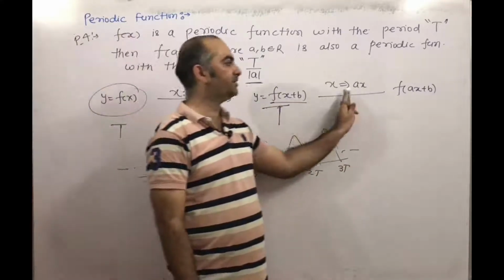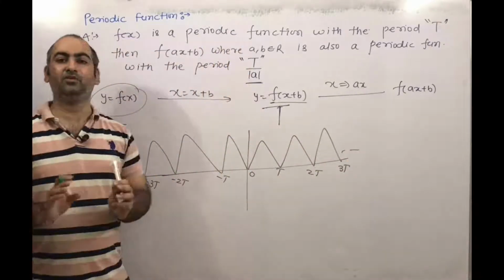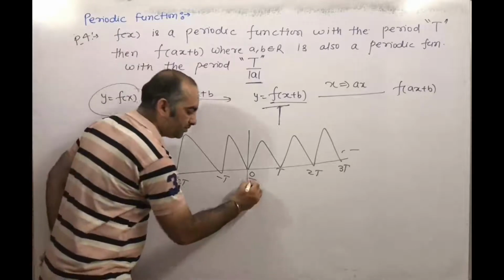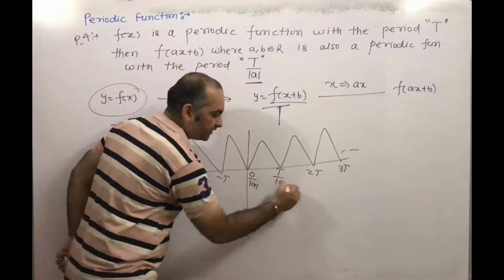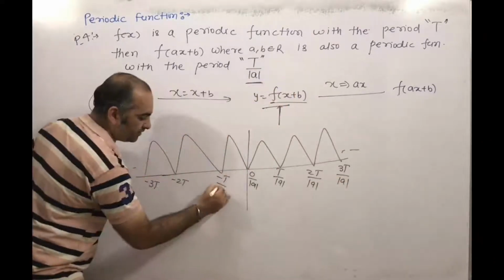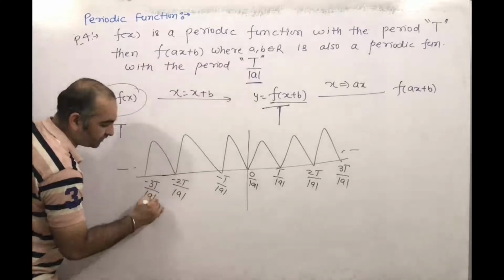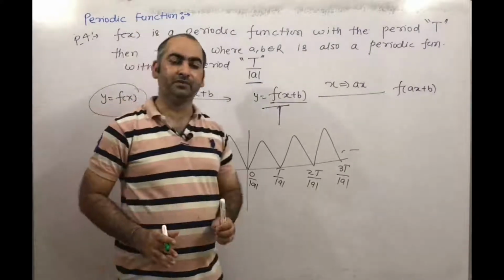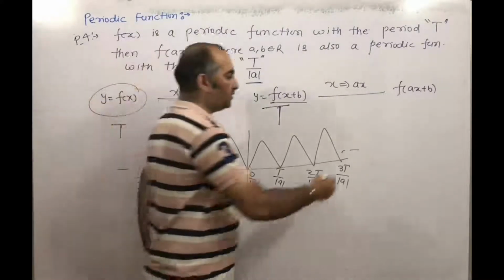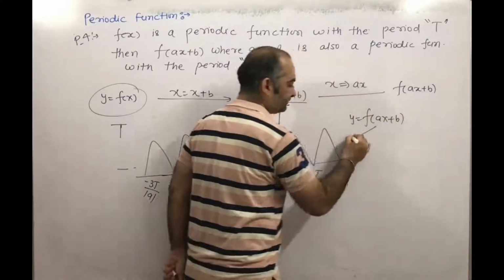Now here we are replacing x with ax. Then what effect will come in the graph? In the entire x-axis we have to divide by the modulus of a. So this will come: 0 divided by modulus of a, T divided by modulus of a, 2T divided by modulus of a, 3T divided by modulus of a, and also minus T, minus 2T, minus 3T divided by modulus of a. So the entire x-axis we have to divide. So now this is the graph of y equals f of (ax plus b).